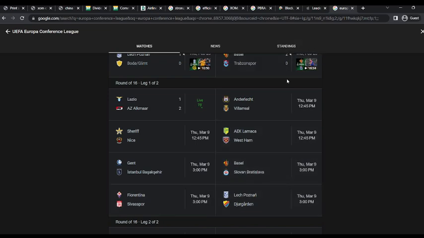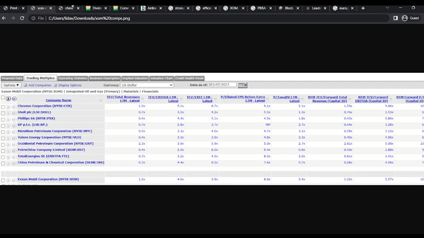So those are my European knockout tie predictions, and we will see if I'm correct or wrong. Maybe we'll do a stream looking at the sports betting companies like Penn and DraftKings.